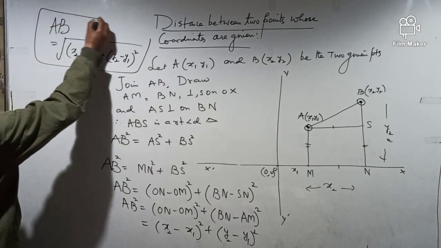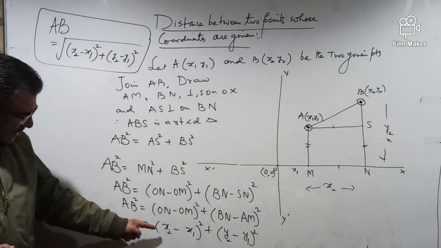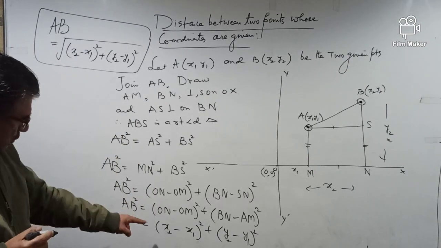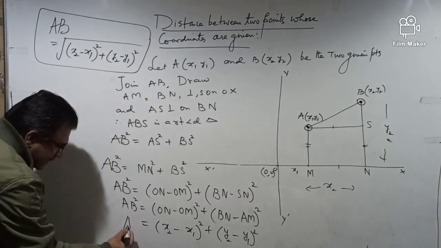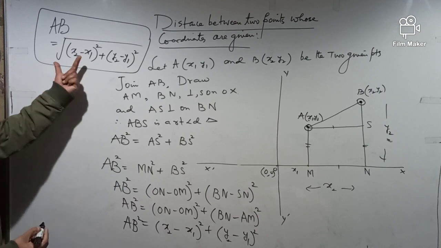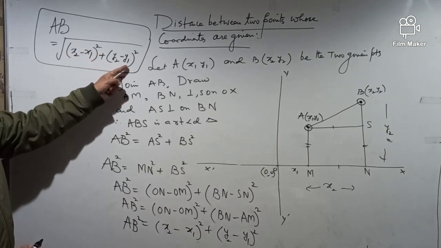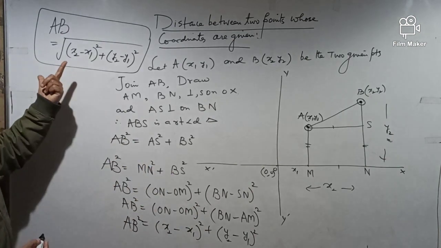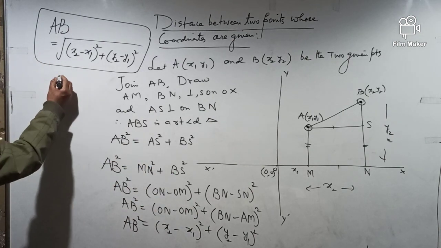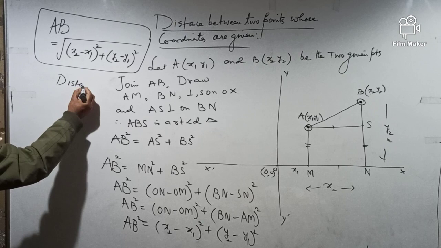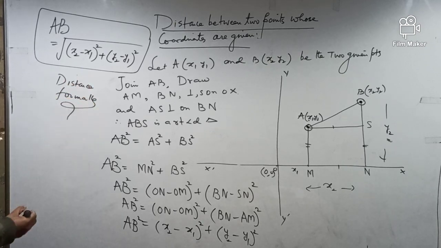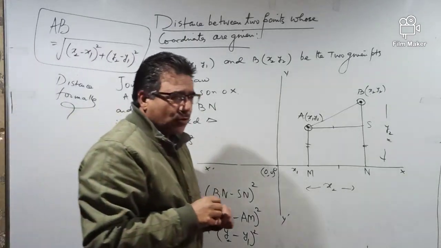Now see, because here it was AB square is x2 minus x1 का whole square plus y2 minus y1 whole square. So AB square is like this. Therefore, AB will be equal to under root of x2 minus x1 whole square plus y2 minus y1 whole square. इसके ऊपर under root because ये square जब यहाँ चलाएंगे तो under root में चला जाएगा. So this formula is called distance formula. You have to remember this is the first formula after the coordinates of the point.